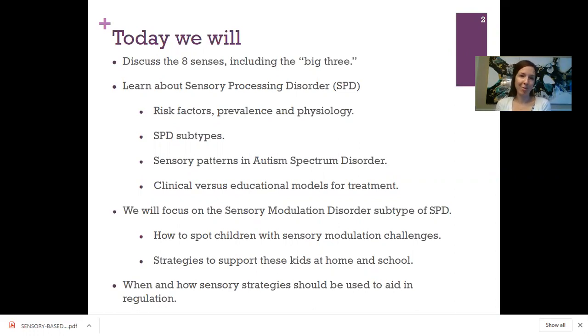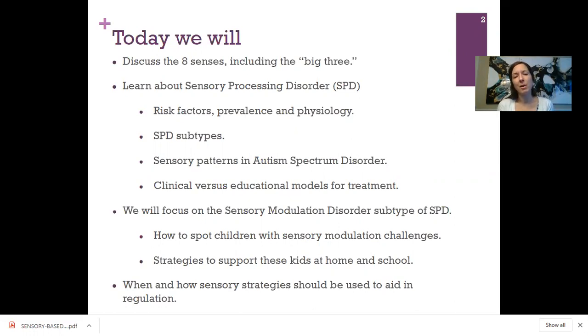We're going to learn about sensory processing disorder, risk factors, prevalence, physiology, all the subtypes of sensory processing disorder, and we'll also talk a lot about autism spectrum disorder and some of the ways in which kids with ASD can fall into those SPD categories, because a lot of kids with autism spectrum disorder have symptoms of sensory processing disorder. We'll also talk about clinical versus educational models for treatment, especially when it comes to OT services and also just the way we help kids with autism spectrum disorder in the schools.